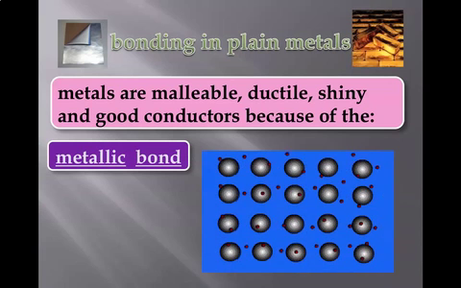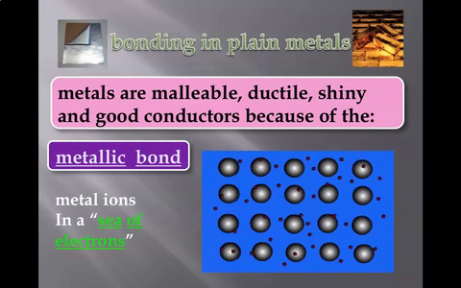And this is kind of how it works. The gray circles represent the atoms, and the red circles represent electrons. And so they're just kind of allowing the electrons to go wherever they want within this framework of metallic bonds. So you have metal ions in a sea of electrons.